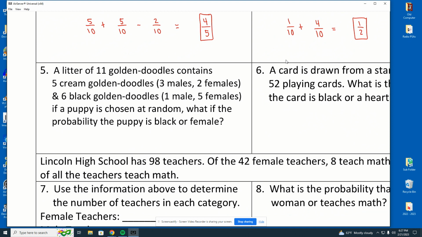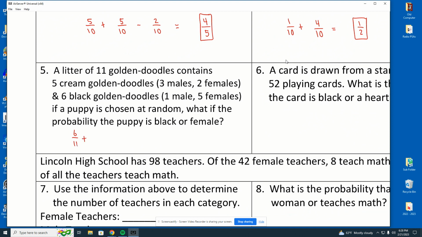Okay, a litter of 11 golden doodles contains 5 cream, 3 males, 2 females, and 6 black, 1 male, 5 females. If a puppy is chosen at random, okay, so you're picking out of 11. What's the probability that the puppy is black or female? Okay, so start with black. How many are black? 6 out of 11.